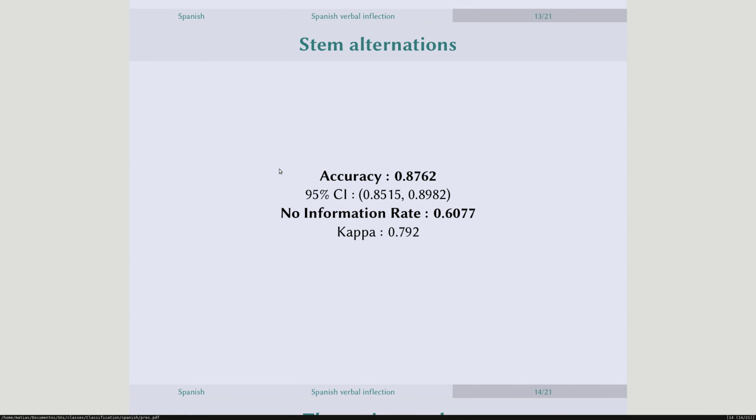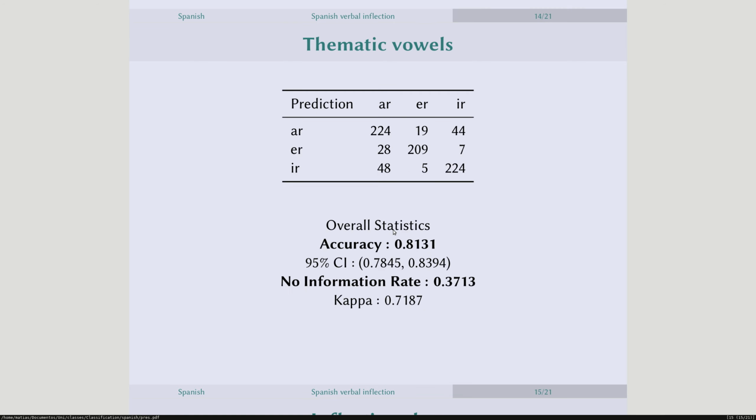Here are the accuracy values of this case study. You see that the accuracy is actually pretty good. The no information rate is relatively high, but the accuracy is still quite above that, and the kappa score is also very good. So our model is overall predicting inflection class very well, at least for these patterns. Now, we can do essentially the same thing for thematic vowels, and in this case we get slightly worse results. It is relatively difficult to distinguish R from I, and they get a little bit confused, but still the accuracy is very high, and it's quite far away from the no information rate, and the kappa score is very good.